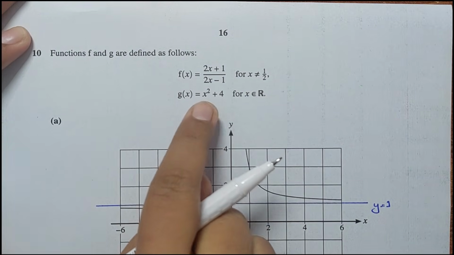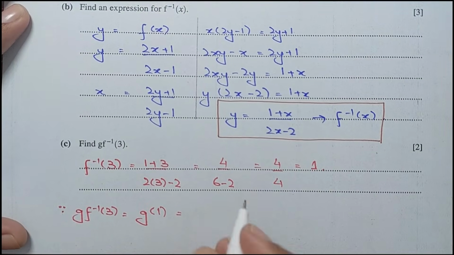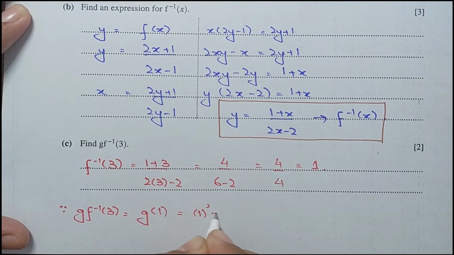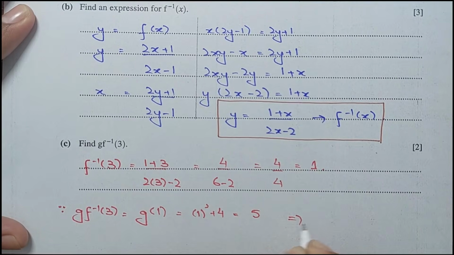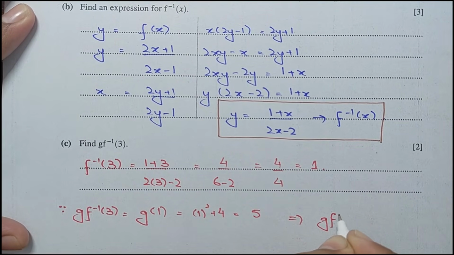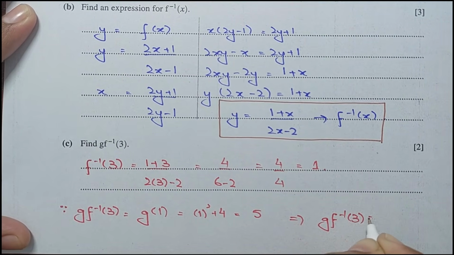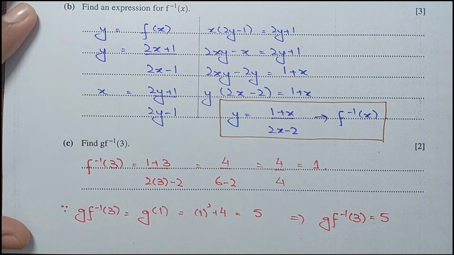So what is g of 1? We have g of x is x square plus 4. So just substitute the x value 1. So 1 square plus 4, 1 square is 1, which equals 5. So here we can say g f inverse of 3, its value is just 5. That is the expression.